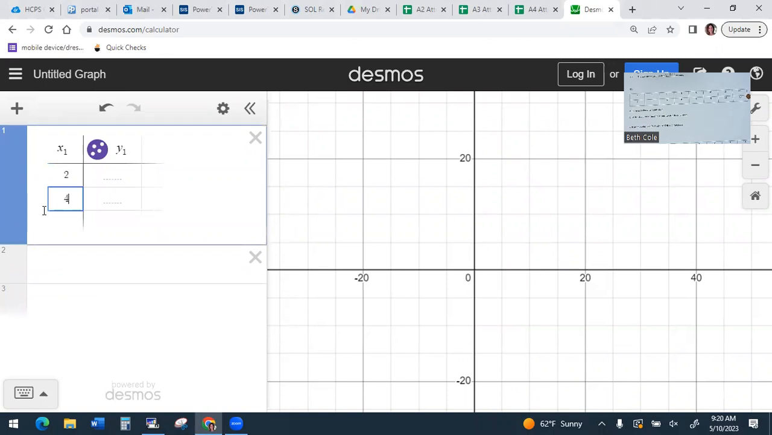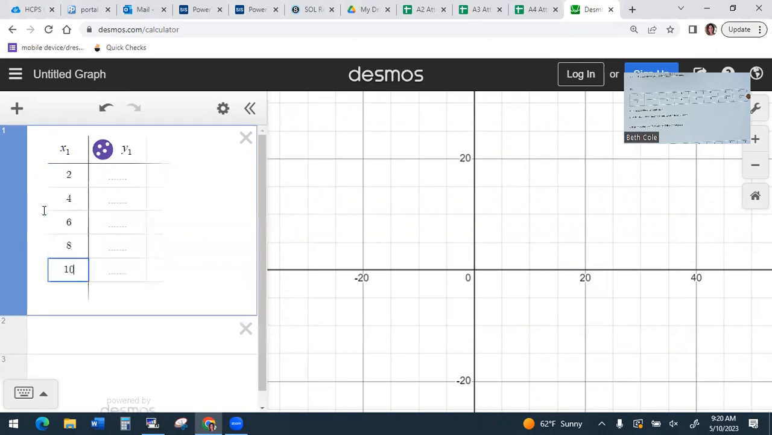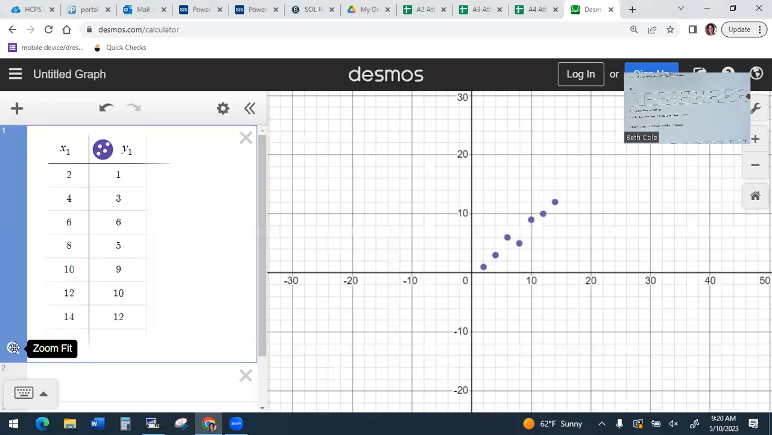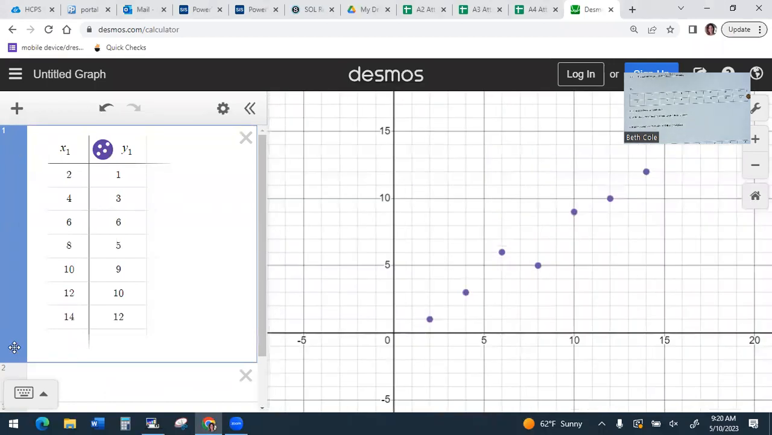All right, now you're going to have to just sit tight while I enter all these. I think I made them all the even numbers. All right, and then 1, 3, 6, 5, 9, 10, 12. Okay. Now you're going to hit the magnifying glass. And yes, is it a line or is it a U shape? And it's basically a line. So for letter A, you can circle linear.